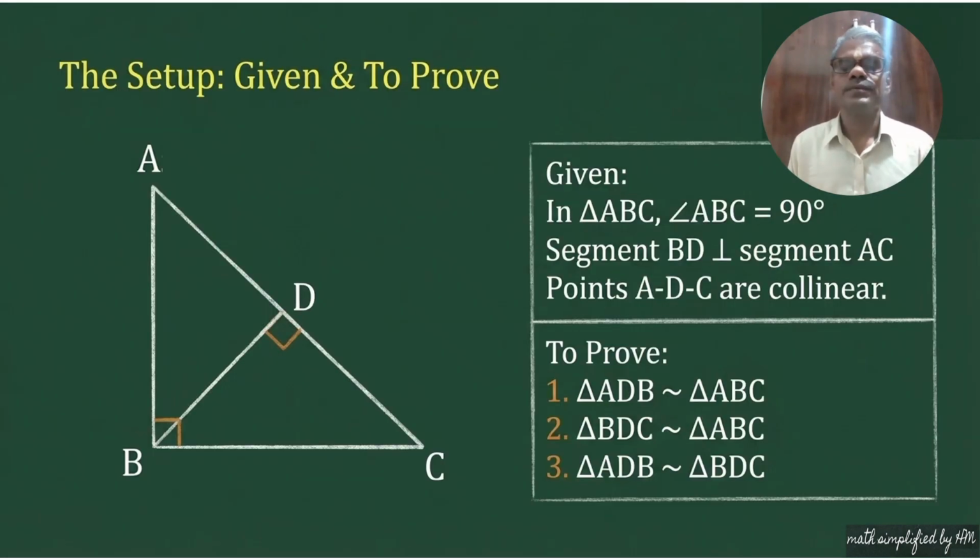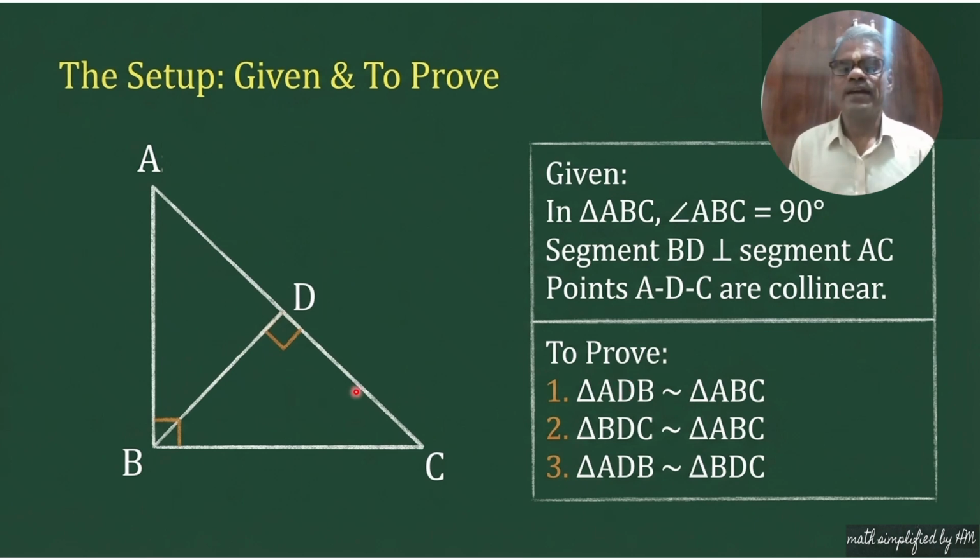To prove this, we need to set up our parameters. We are given that in triangle ABC, angle B, that is angle ABC, is 90 degrees. Segment BD is perpendicular to the hypotenuse AC. And point D is such that A, D, C are collinear.